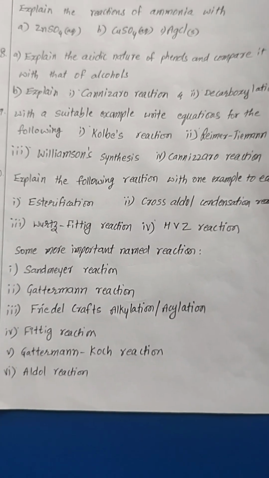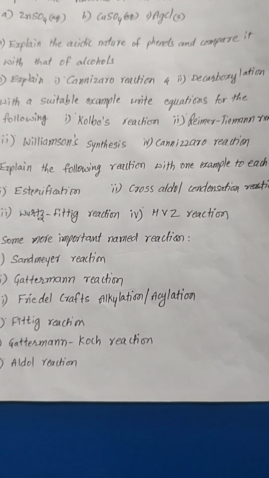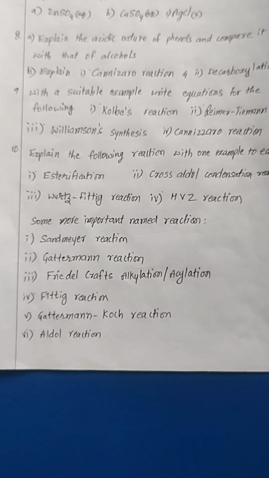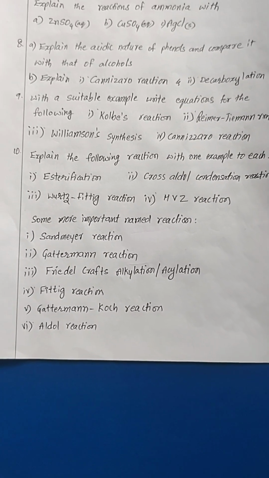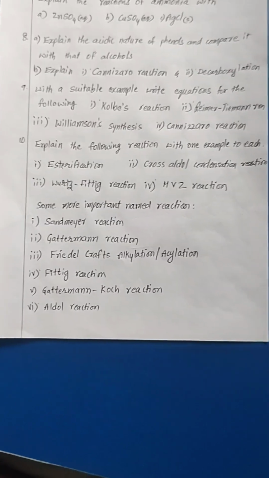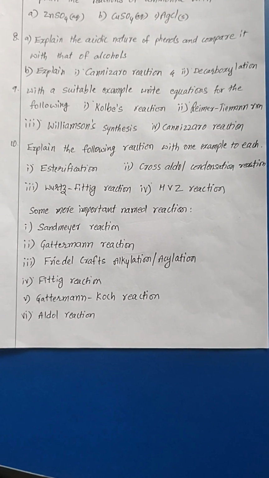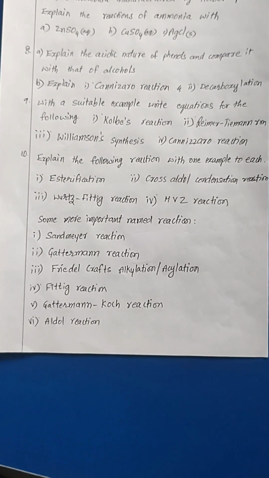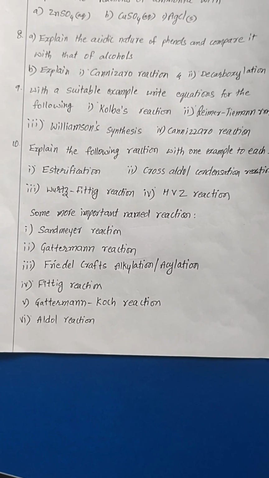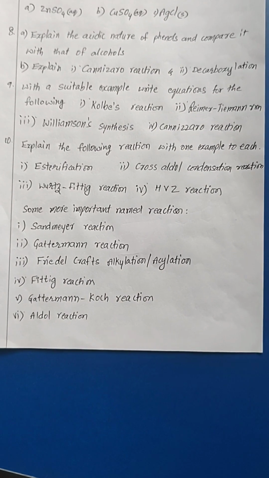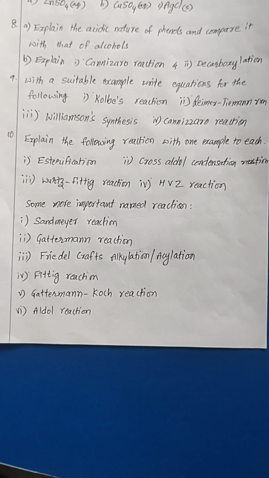From the B section, B part, they may ask to name reactions. Explain Cannizzaro reaction, decarboxylation reaction. In the third question, we may get 4 name reactions only. For that purpose, we prepared 2 questions. Along with the 2 questions, some important name reactions also given here. 9th question: With a suitable example, write equations for the following: Kolbe's reaction, Reimer-Tiemann reaction, Williamson synthesis, Cannizzaro reaction.